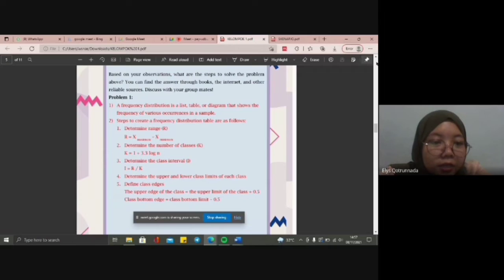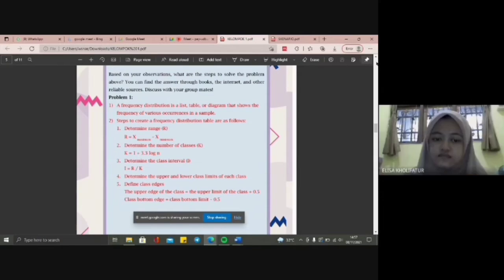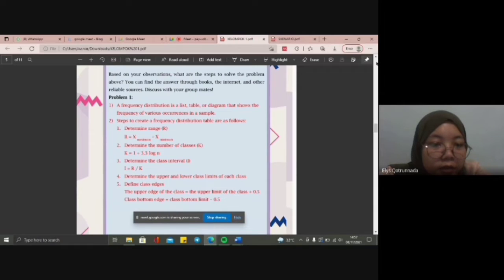Number 4, determine the upper and lower class limit of each class. Number 5, determine the class edge. The upper edge of the class equals the upper limit of the class plus 0.5. The lower edge of the class equals the lower limit of the class minus 0.5.